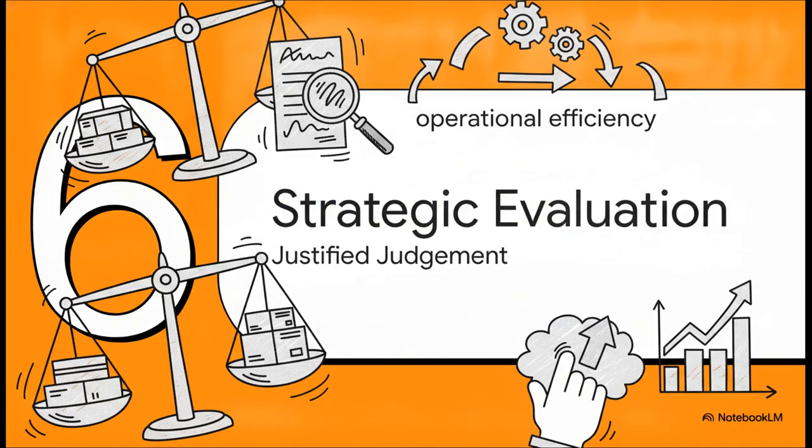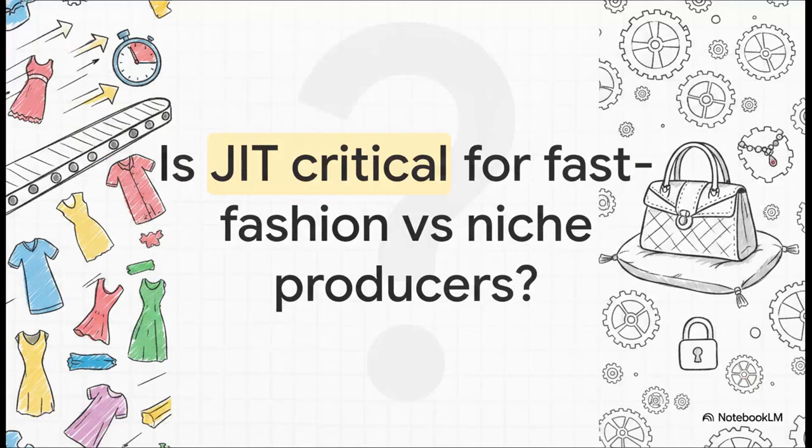Finally, Section 6, Task 3, Strategic Evaluation. All right, I'm going to ask you to pause the explainer one last time so we can form a justified judgment. Does the value of JIT actually change depending on the core business model? Is lean production absolutely essential for a fast fashion giant, but perhaps a little less important or even risky for a high-end niche manufacturer? Think about your arguments for both sides.